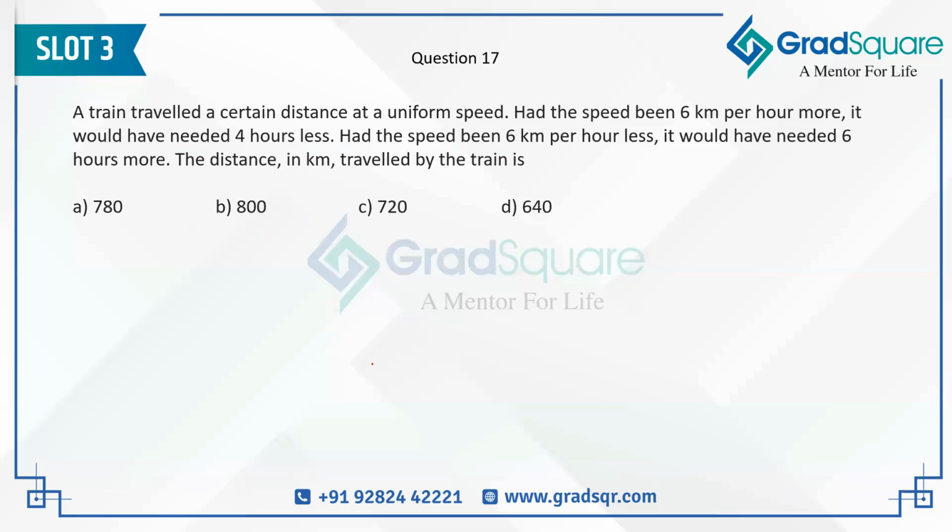Let's have a look at 17th. The train traveled a certain distance at a uniform speed. So let's say, suppose the speed was s, the time was t. So the distance will turn out to be s into t. This is a basic equation.